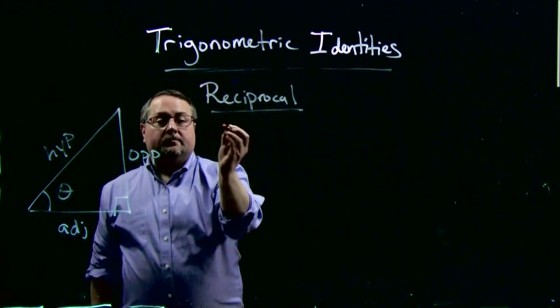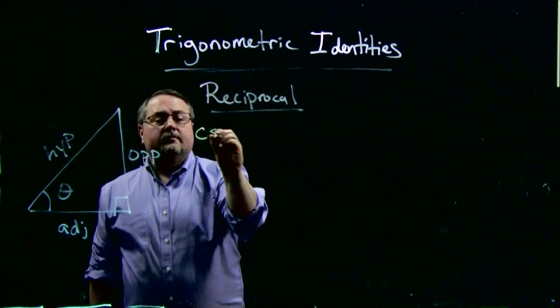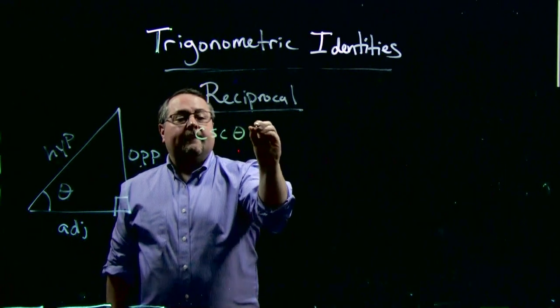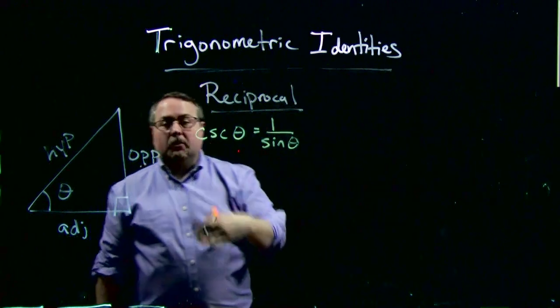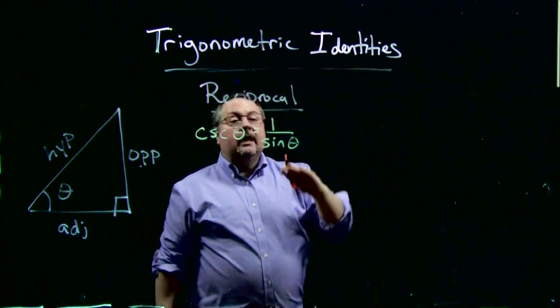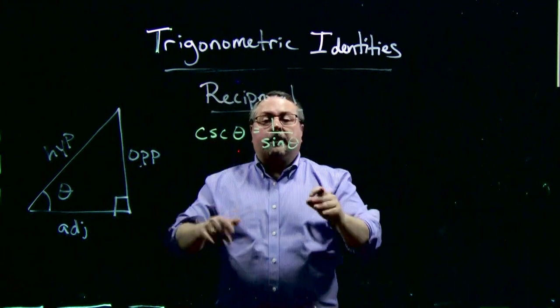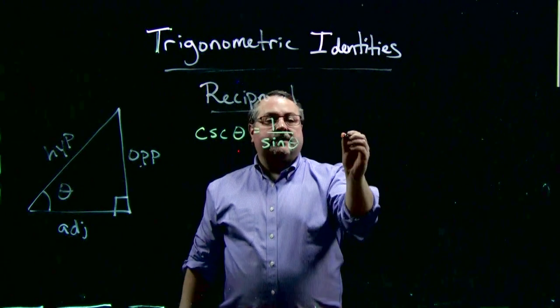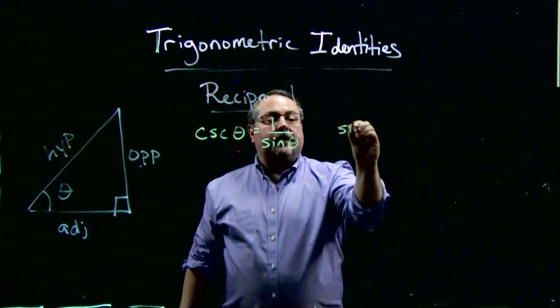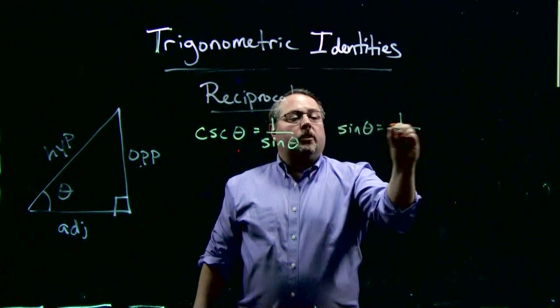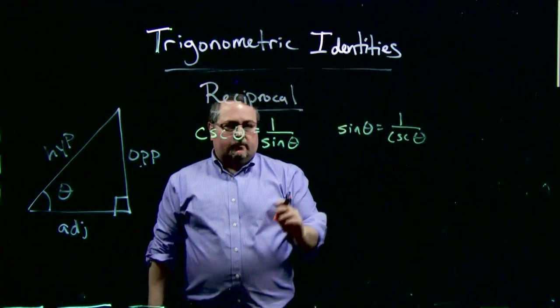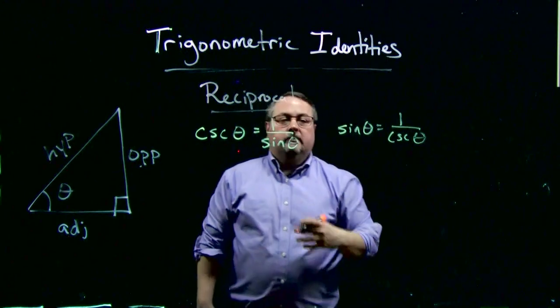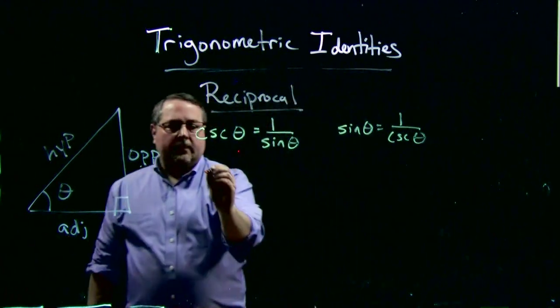Okay, and this just relates back to the fact that certain trig functions are reciprocals of other trig functions. So for example, cosecant theta is 1 over sine theta. We saw that when we were defining the 6 trig functions. And similarly, if we were to take reciprocals of both sides of this equation, we would get sine theta is 1 over cosecant theta. In other words, sine and cosecant are reciprocals of one another.